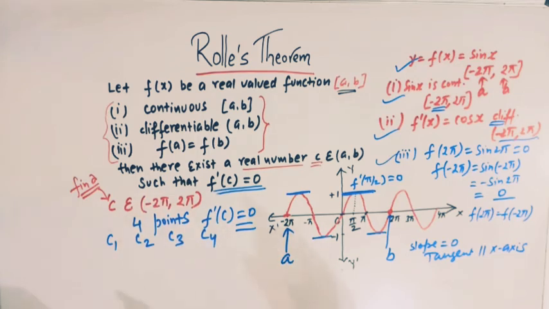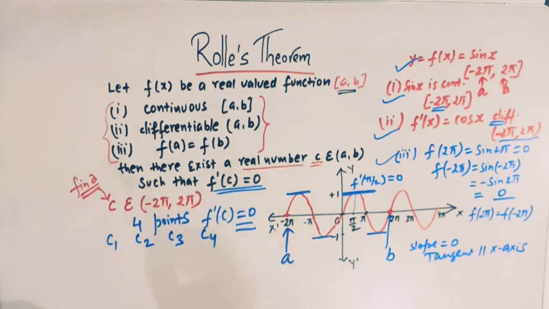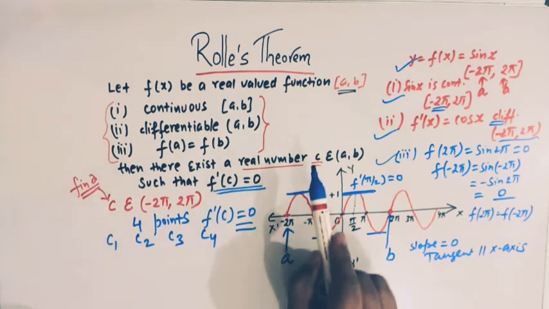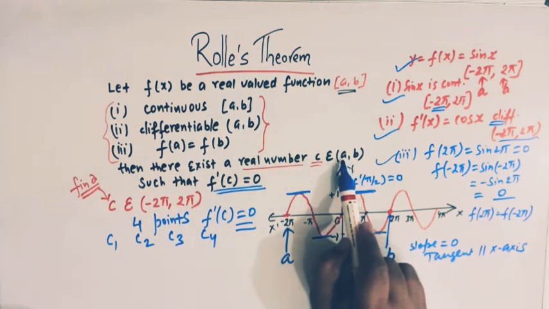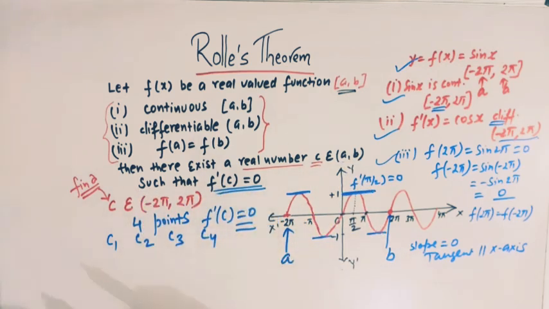So Rolle's theorem says that if all these conditions are satisfied, then we must get at least 1 point between these 2 points where the derivative is 0. So here we have 4 points. It means we have more than 1 point. So c1, c2, c3 and c4.